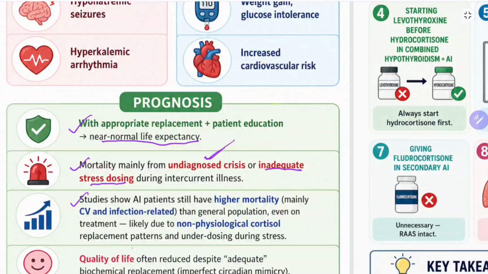Studies show AI patients still have higher mortality, mainly cardiovascular and infection related, than the general population, even on treatment, likely due to non-physiological cortisol replacement patterns and underdosing during stress. Quality of life is often reduced despite adequate biochemical replacement. Imperfect circadian mimicry.